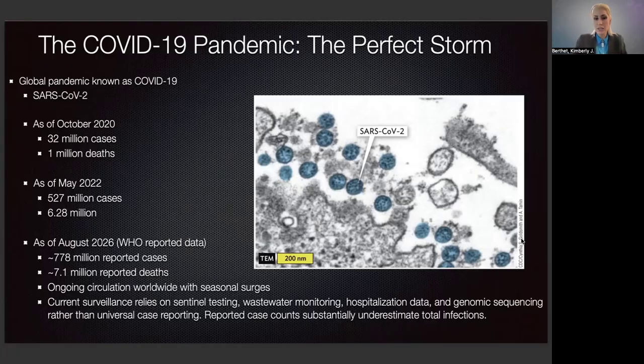This is a transmission electron microscopy image, and we actually see SARS-CoV-2 in this colorized image in blue. So we see it right next to the cell. So that is the virus that has claimed so many lives, and we're able to observe it here.